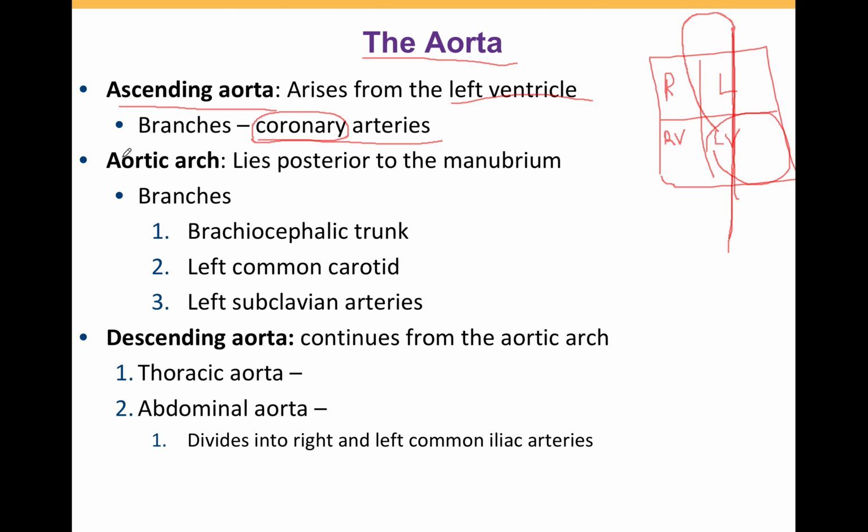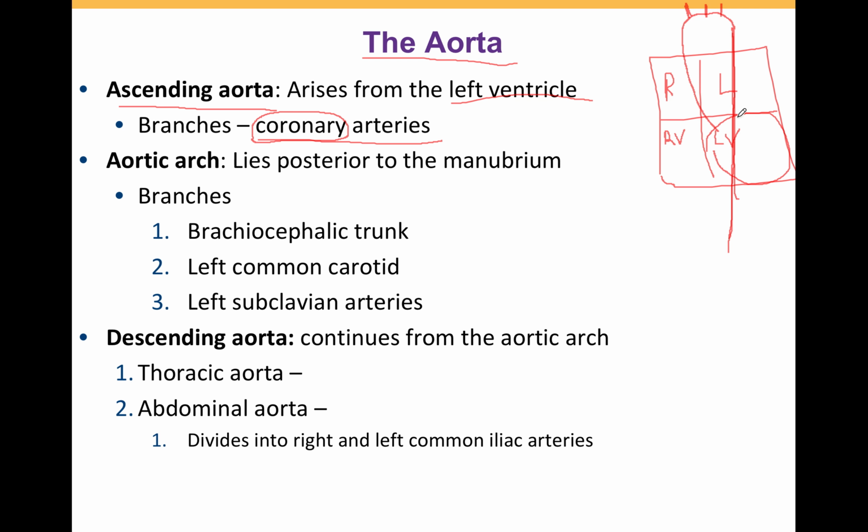Now, coming off of the aortic arch, which is the top part, you have 3 blood vessels. If I start with the first one coming off of the aortic arch, this one is referred to as brachiocephalic trunk. The second branch that comes off of the aortic arch is called left common carotid artery. And the third one that is coming off of the aortic arch is called left subclavian artery.